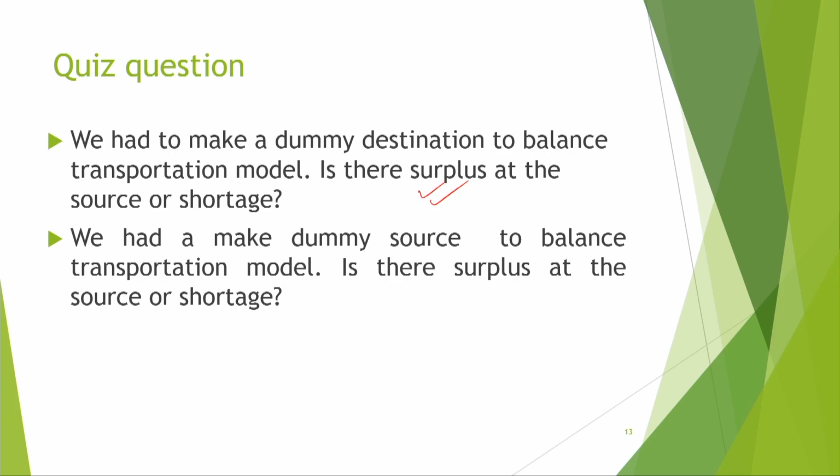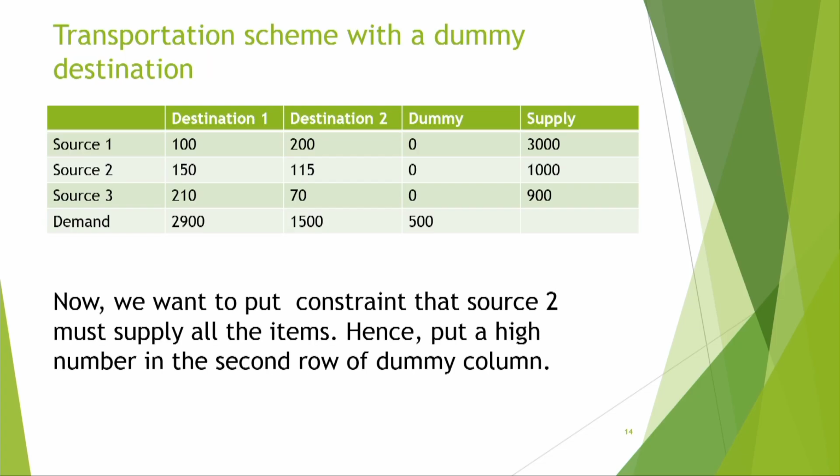So, is there surplus at the source or shortage? Naturally there must be shortage. That is why we are making one dummy source. So, in practice what will happen is that some destinations will not receive the proper quantity, because suppose they will get something from the dummy source, that means they will not get it. So, such type of questions can come.